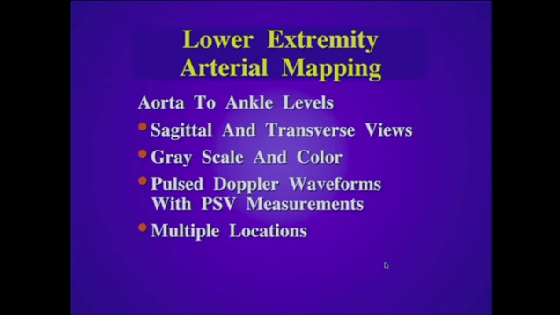When we perform lower extremity arterial mapping, we can start at any level. Many times we'll begin at the abdominal aorta, near the iliac bifurcation, and sweep down to the level of the ankles. This examination will include both sagittal and transverse views, using both grayscale and color Doppler to identify sites of calcification and abnormal flow. And then we'll also use pulse Doppler to evaluate waveforms and peak systolic velocities at multiple locations.